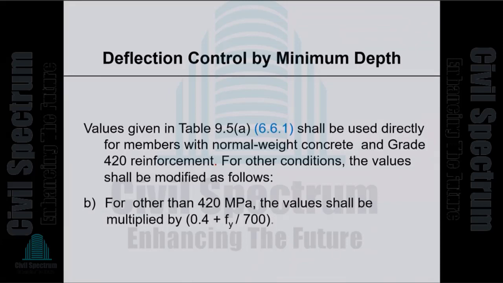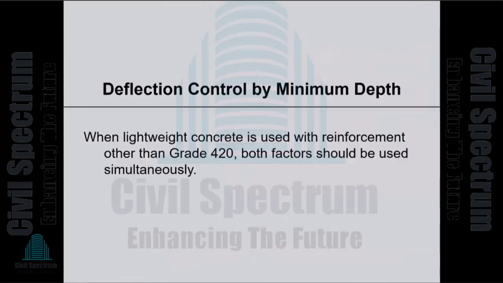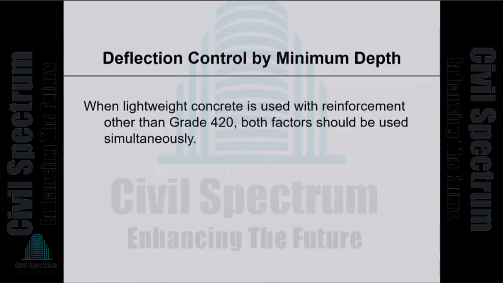If the yield strength of the reinforcement is different from 420 MPa, then there is a modification of the values. And again, the detail you will look up. So there are tabulated values. The tabulated values are for normal weight concrete, grade 420 reinforcement. When I say normal strength, I meant normal weight. So the tabulated minimum depths are for normal weight concrete, grade 420 reinforcement.